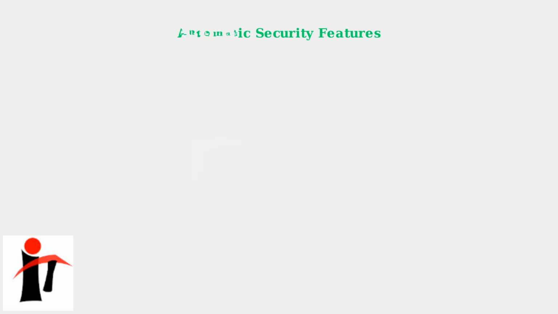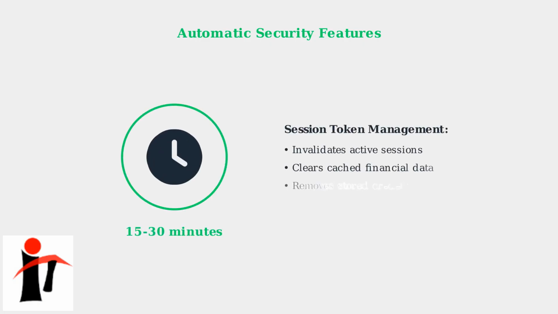Cash App also includes automatic logout features that activate after periods of inactivity, providing an additional security layer without user intervention. The automatic logout feature activates after 15 to 30 minutes of inactivity. This ensures your account remains secure even if you forget to manually log out of the application. These comprehensive logout methods and security features work together to protect your Cash App account across all devices, ensuring your financial information remains secure at all times.